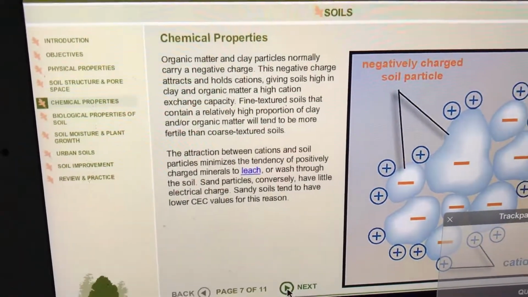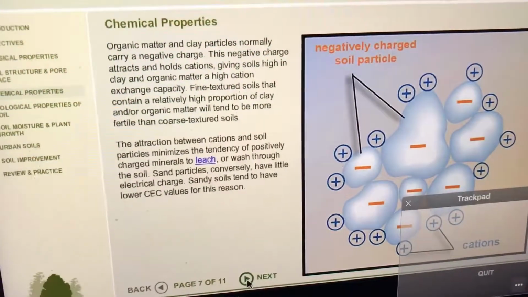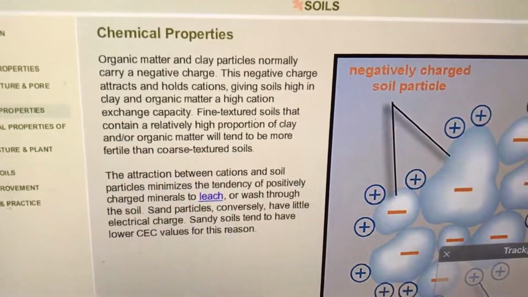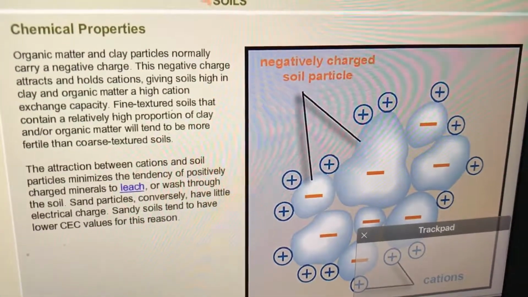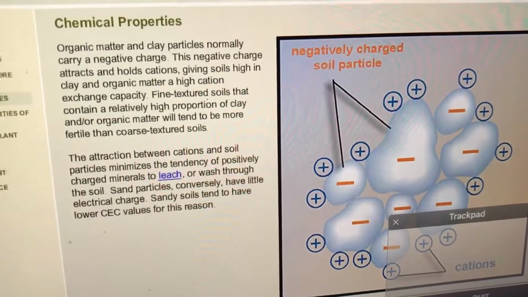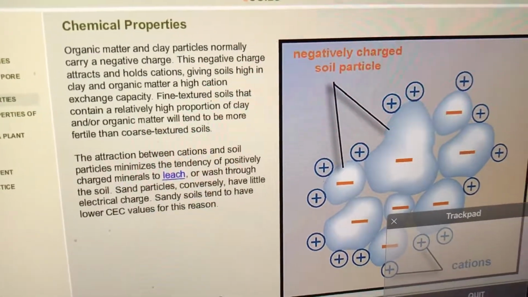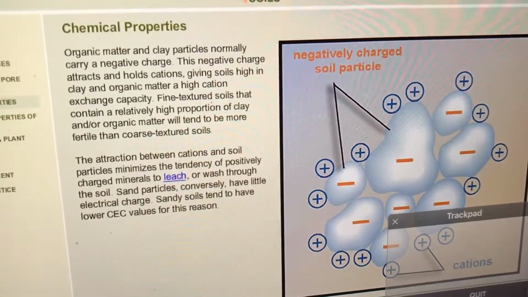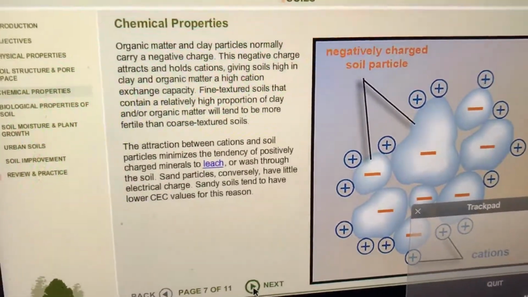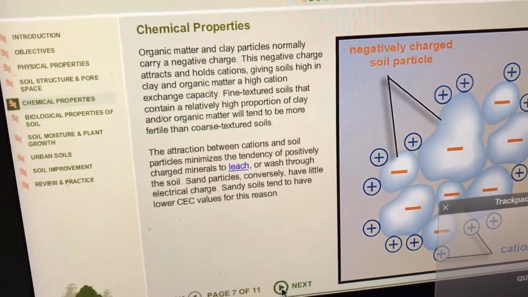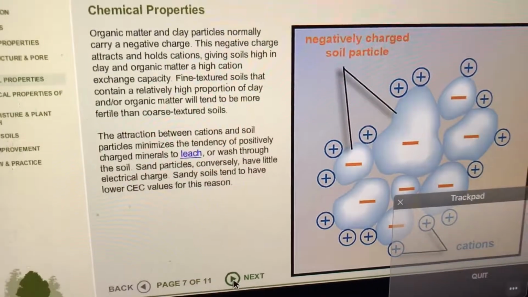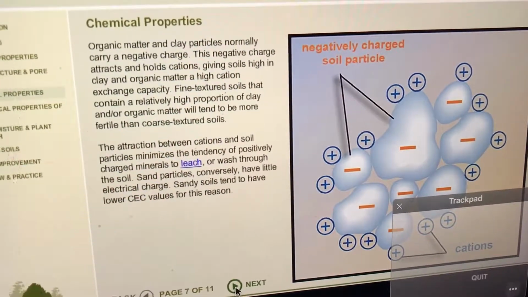Organic matter and clay particles normally carry a negative charge. This negative charge attracts and holds cations, giving soils high in clay and organic matter a high cation exchange capacity. Fine textured soils that contain a relatively high proportion of clay and/or organic matter will tend to be more fertile than coarse textured soils. The attraction between cations and soil particles minimizes the tendency of positively charged minerals to leach or wash through the soil. Sand particles, conversely, have little electrical charge. Sandy soils tend to have lower CEC values for this reason.